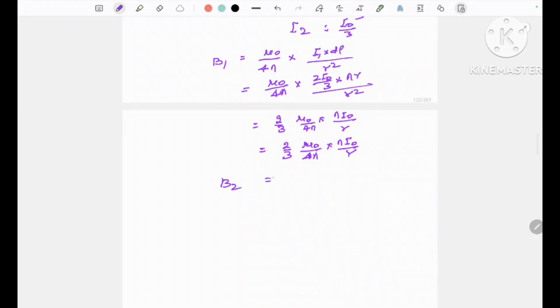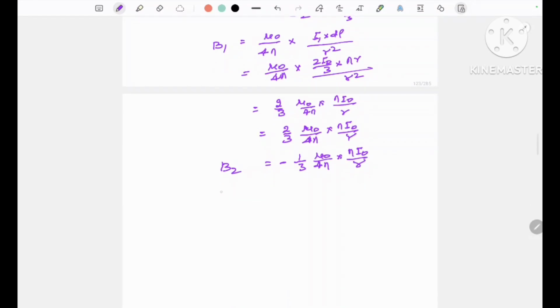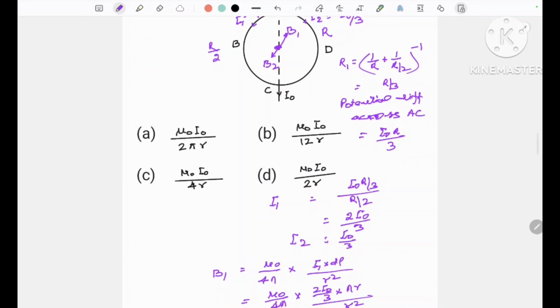Similarly B2, if we calculate it in the same way, will be in the negative side, 1 by 3 mu dot by 4 pi into pi I by r. The net magnetic field will be the sum of these two, and that will come 1 by 3 into mu dot by 4 pi into pi I by r. And pi cancels with pi, so mu dot I by 12 r. This B is the correct option.